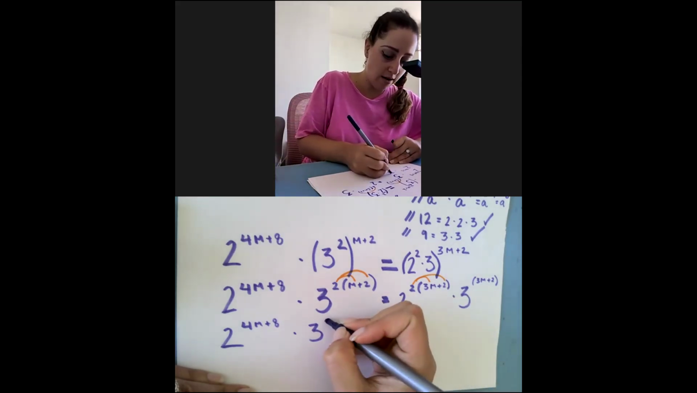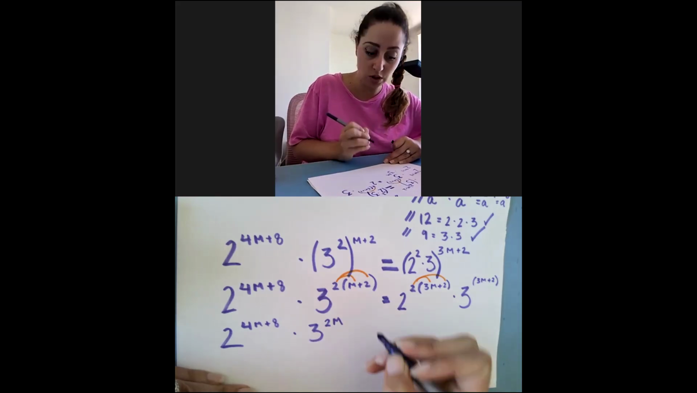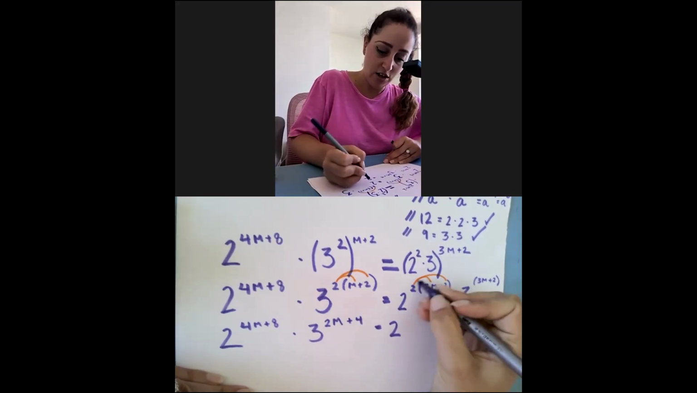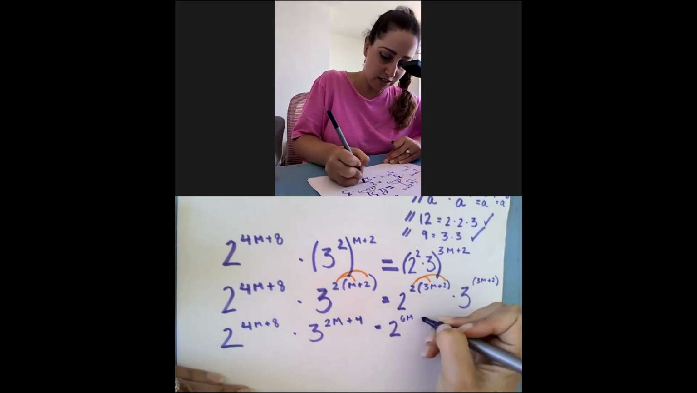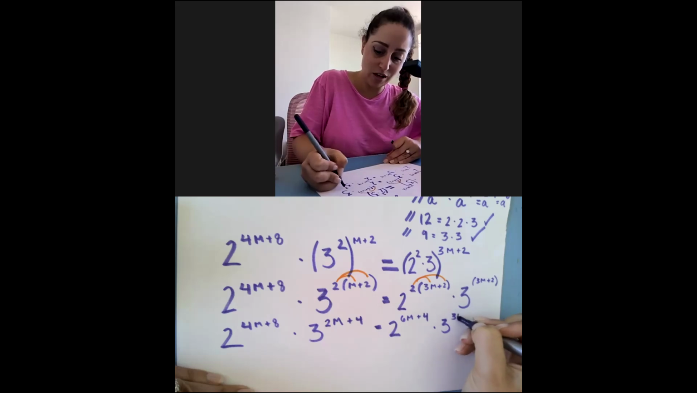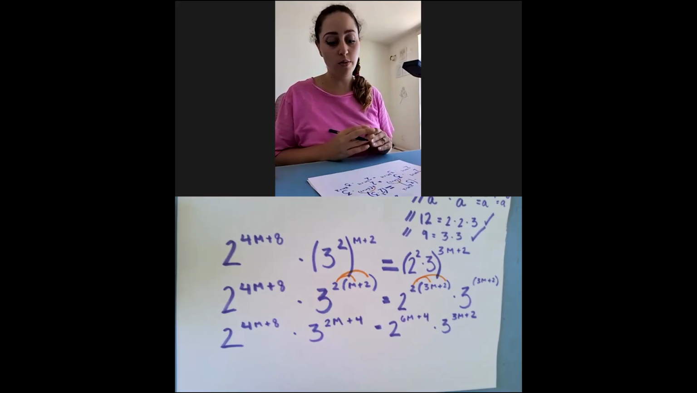2 times m is 2m. 2 times 2 is 4. Let's do it again. 2 times 3m, 6m. 2 times 2 is 4. And since the 3 has nothing multiplying through, or technically a 1, we can just go ahead and drop those parentheses. All right, we're feeling good.